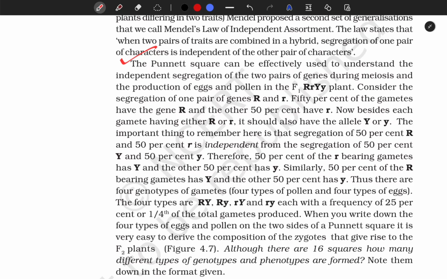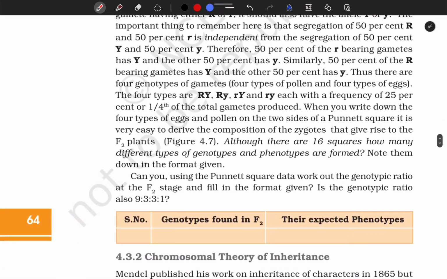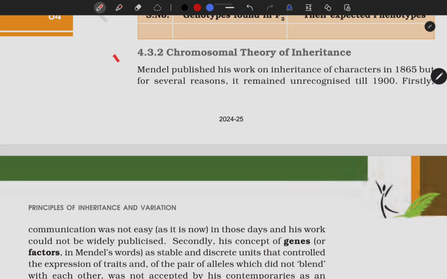When you write down the 4 types of eggs and pollen on the two sides of the Punnett square, it is very easy to derive the composition of the zygote that gives rise to the F2 plant.